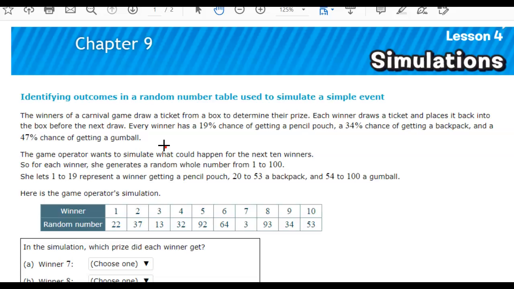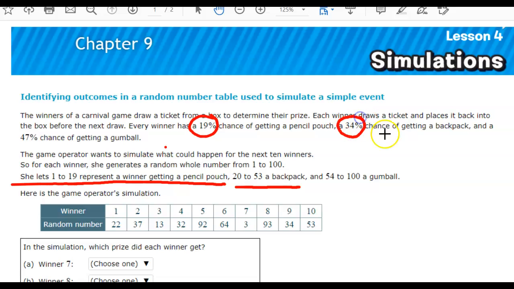So for each winner, she generates a random whole number from 1 to 100. So you're going to spin or select a number, and if you get 1 through 19, you're going to get a pencil pouch. In this here, 1 through 19, that's going to represent 19% chance. And from the numbers 20 to 53, you're going to get a backpack. So that's 34% of the time. And you can see that from 54 to 100, that is going to be 47% of the time.